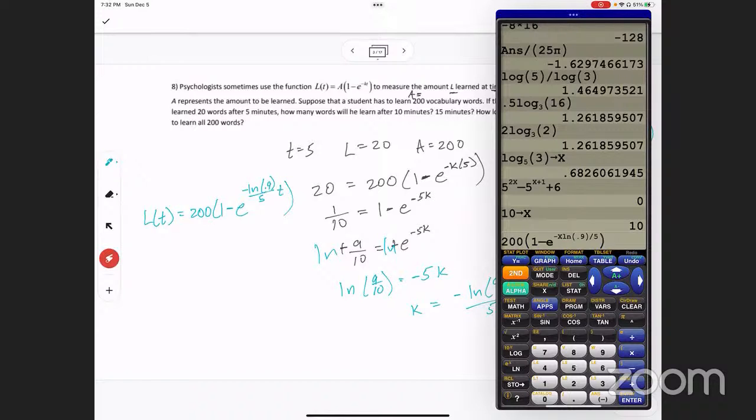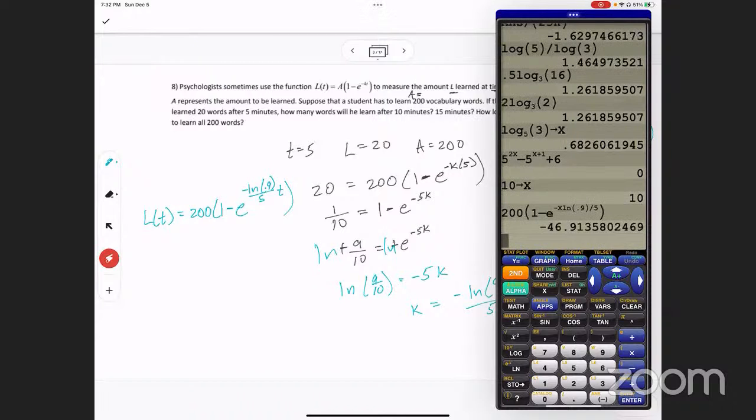Okay, so when I hit enter, that's going to tell me the answer, the L of t, how many words he will learn in 5 minutes. Remember, he's learning 20 words in 5 minutes. So how many words will he learn after 10 minutes? It should be probably over twice 40, right? At least twice the amount.